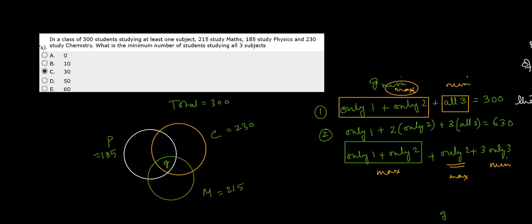Correct? So if I take this as 300 and this as 0, this becomes 300. That means 300 plus 0 is 300, and I have to make it 630. So only 2 will be how much? 330. Is this possible? No. No, right? So now what will we do?